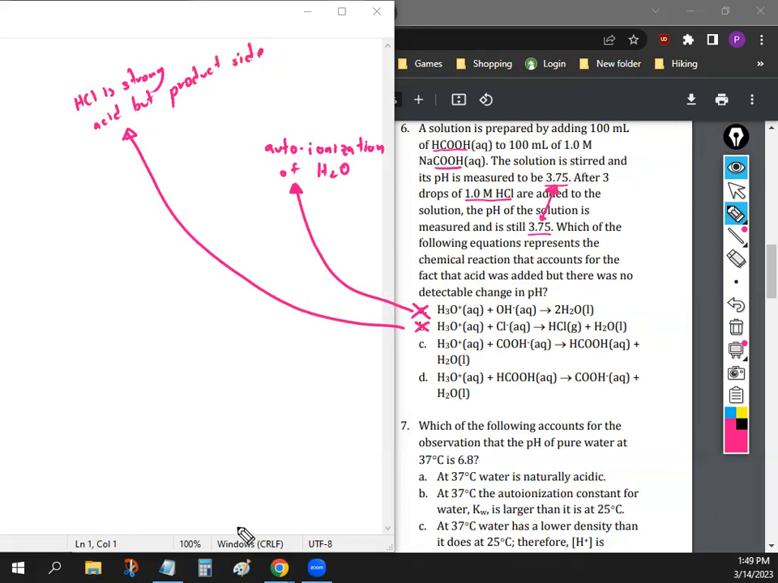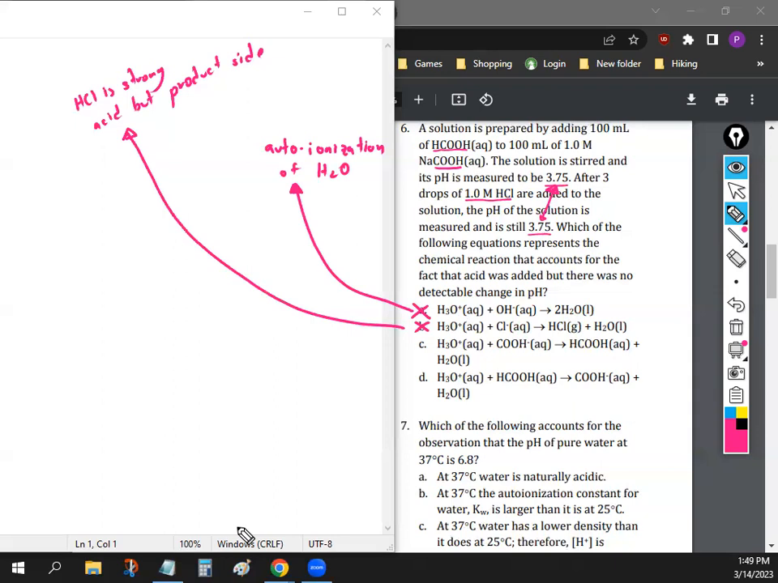Okay, make sense? So A and B are not good options. So you're really going to be comparing C and D here. Does anybody want to try coming up with an explanation? Yeah. So you think C is the correct answer? Okay, why is C the correct answer?